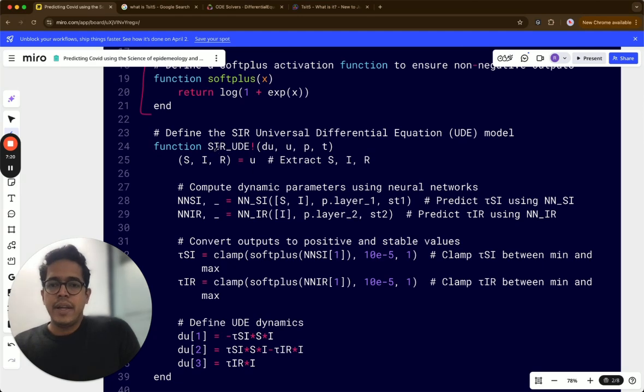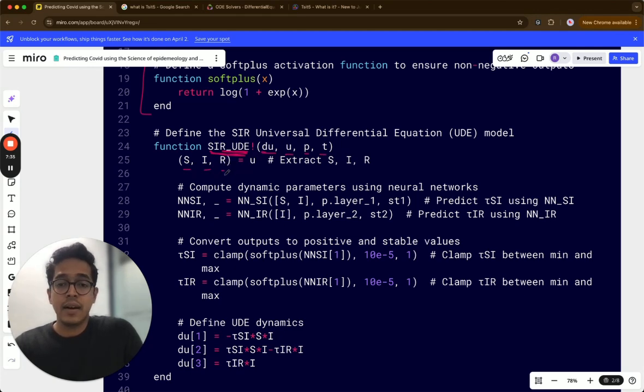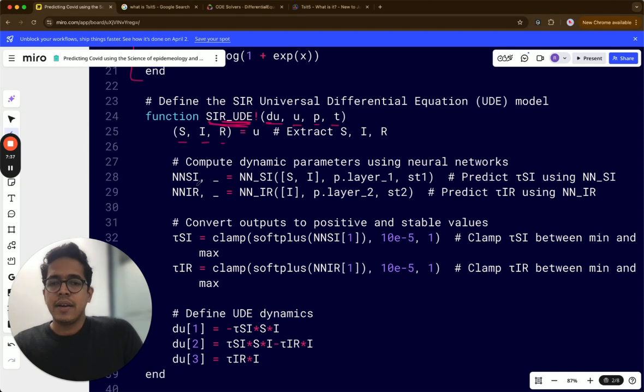Basically, now the UDE is here. If you look at the UDE function, it's very similar to the SIR function which we defined above. It has du, u, p, and t. So SIR is stored in the variable u. So u of 1 is S, u of 2 is I, u of 3 is R. And the neural network here, NNSI, is the predicted value from neural network 1.